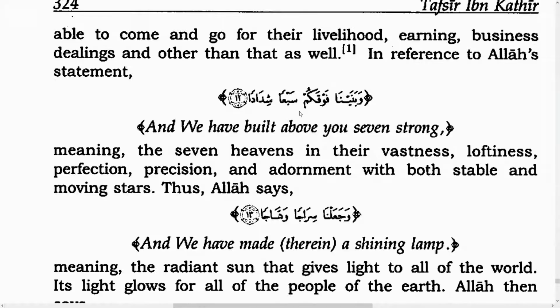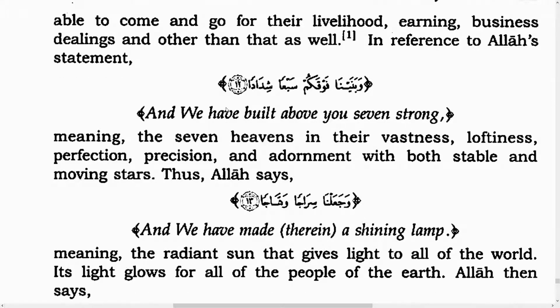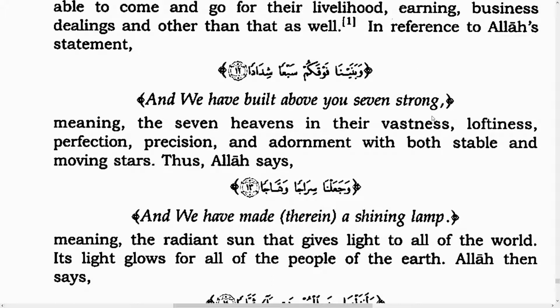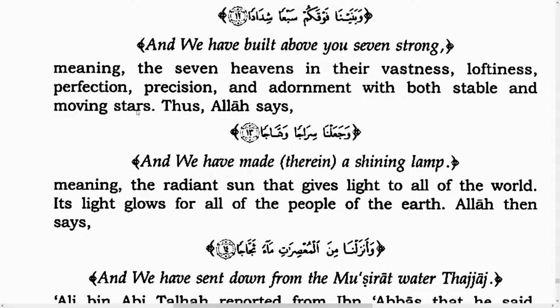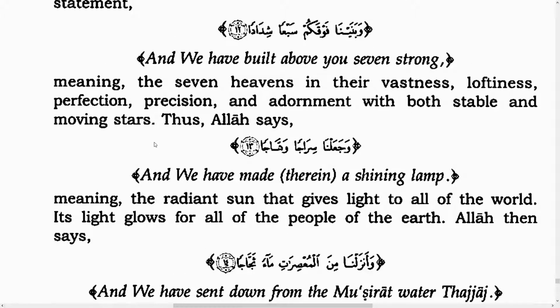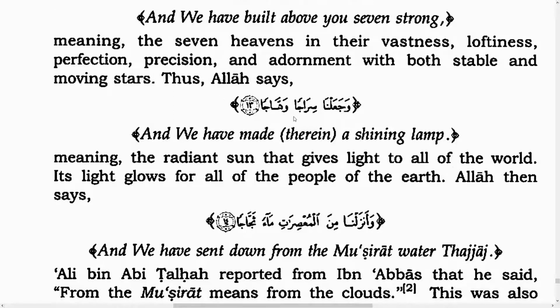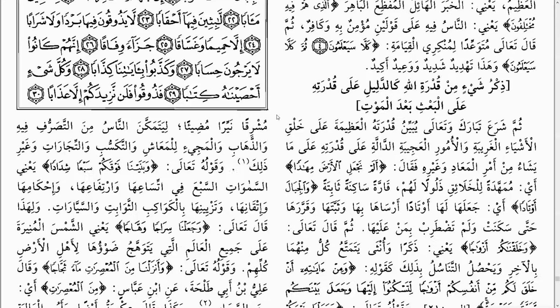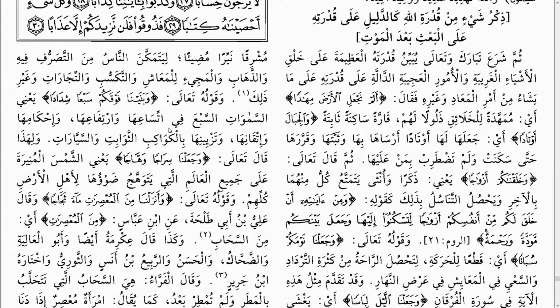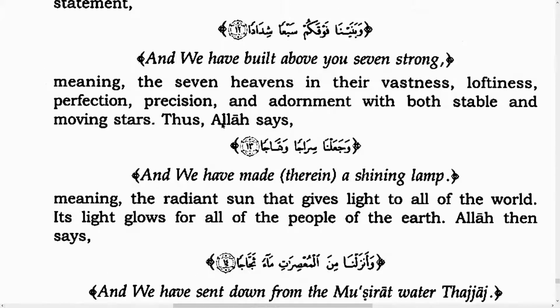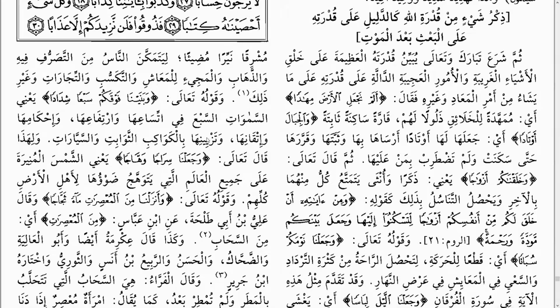وَبَنَيْنَا فَوْقَكُمْ سَبْعًا شِدَادًا. See, that's strong. Meaning the seven heavens in their vastness, their vast loftiness, perfection, precision, and adornment. There are so many things with both stable and moving stars. Thus Allah says, وَجَعَلْنَا سِرَاجًا وَهَّاجًا. Then he talks about the things which are there in the sky. Vastness, irtifa is highness, wa ihkamiha, wa itqaniha, wa tazeenaha, all these things: adornment, precision, perfection.